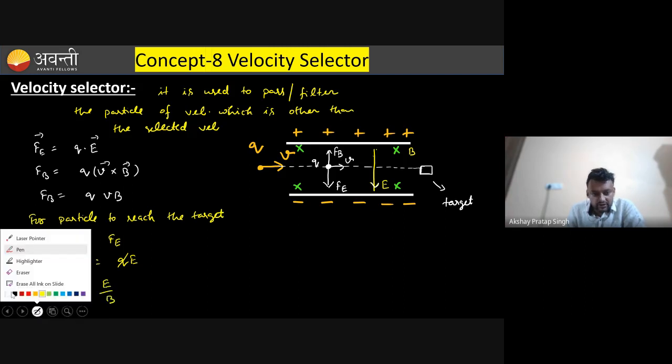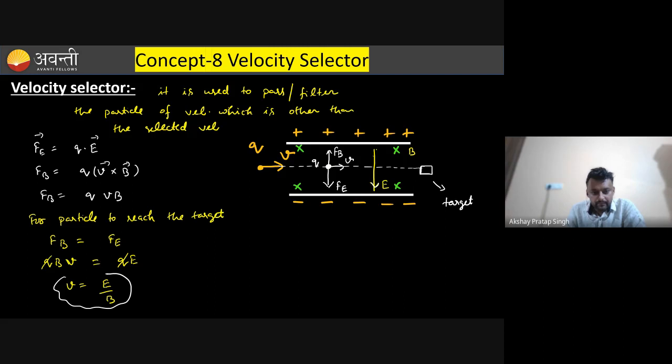This is the golden relation that you should remember. V is equal to E divided by B, E over B. This is the velocity. The particles moving with this velocity will reach the target, and particles moving with any other velocity, whether greater than V or less than V, will not reach the target. Now just answer one thing. First of all, try to remember this relation.